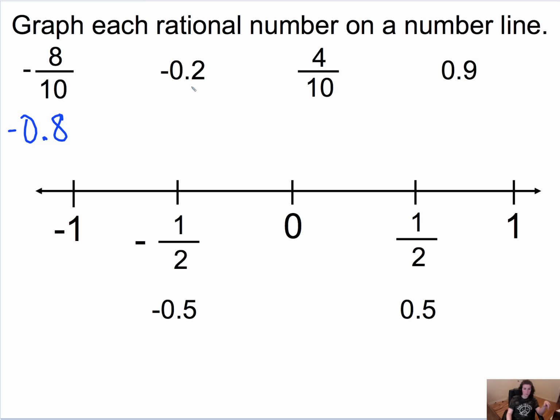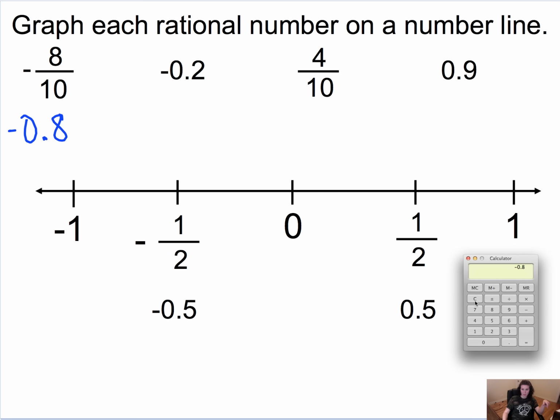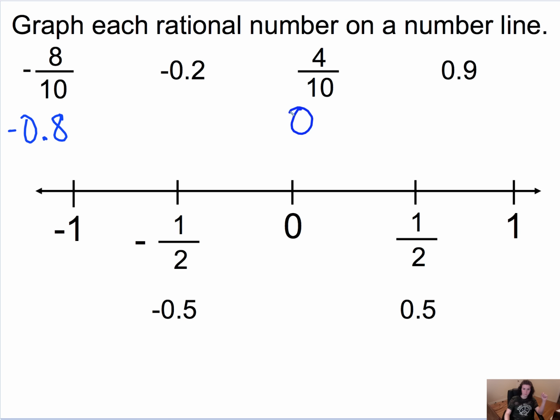Negative 0.2 is already a decimal. Let's change 4/10 to a decimal. Let me get my calculator again. Clear that out. Now we have 4 in the numerator and we are dividing by 10. That's 0.4. And then 0.9 is already a decimal.